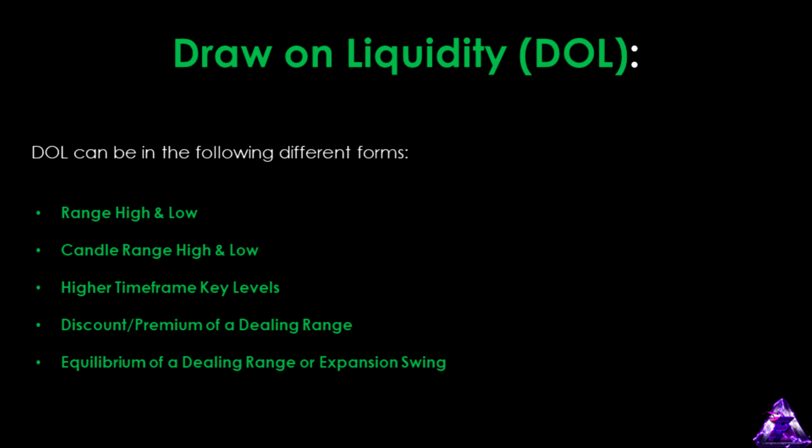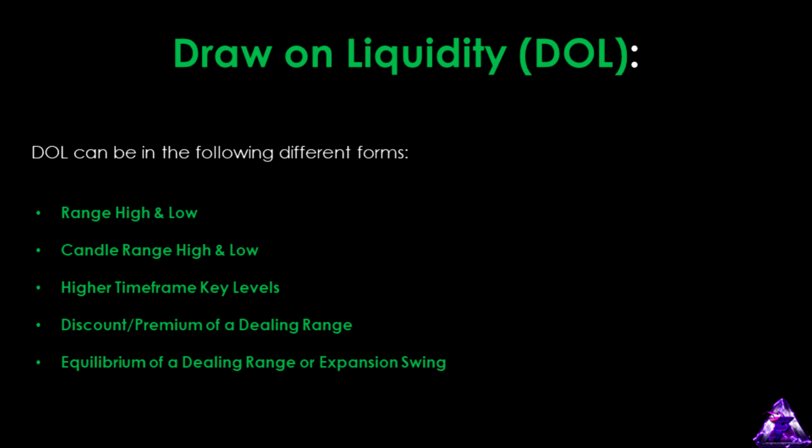The first and perhaps most important form of draw on liquidity is range highs and range lows. This is the primary type of draw on liquidity and the simplest. There are no complicated entries or details to consider. You simply need to determine the range high and range low, then wait for one extreme of the range to be purged and manipulated at a key time. Once this occurs, your next draw on liquidity becomes the 50% or equilibrium of that range, and eventually the opposite extreme of the range.